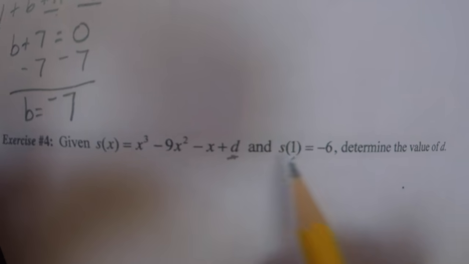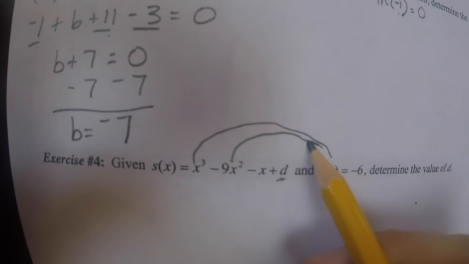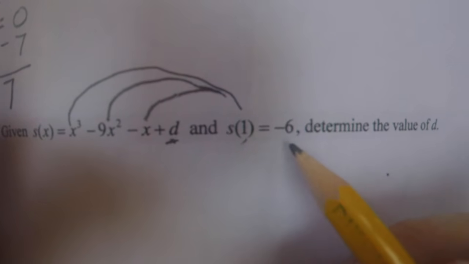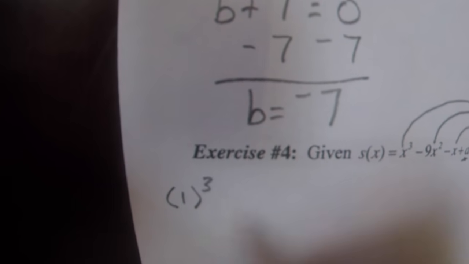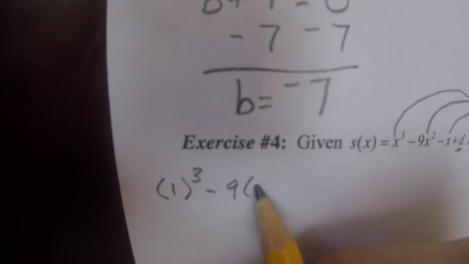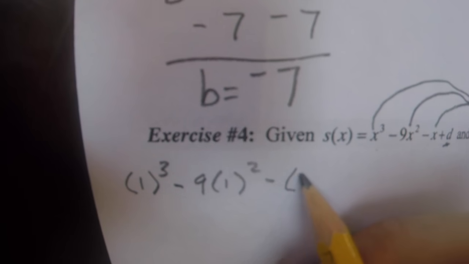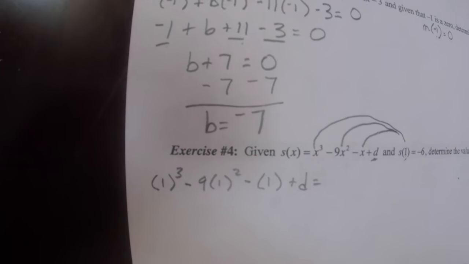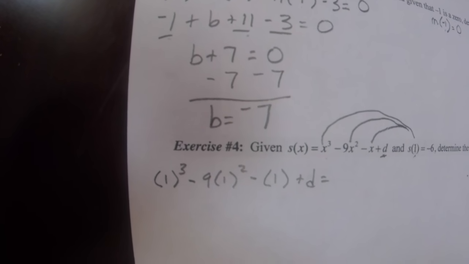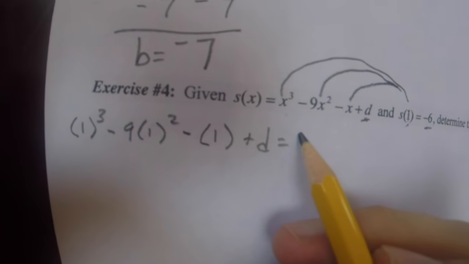If I plug in a 1 here, here, and here, I get -6. So let's do that. Let's plug in 1 for x. So 1 to the third minus 9 times 1 squared minus 1 plus d equals what? When I plug in 1, what do I get? I get -6, so equals -6.